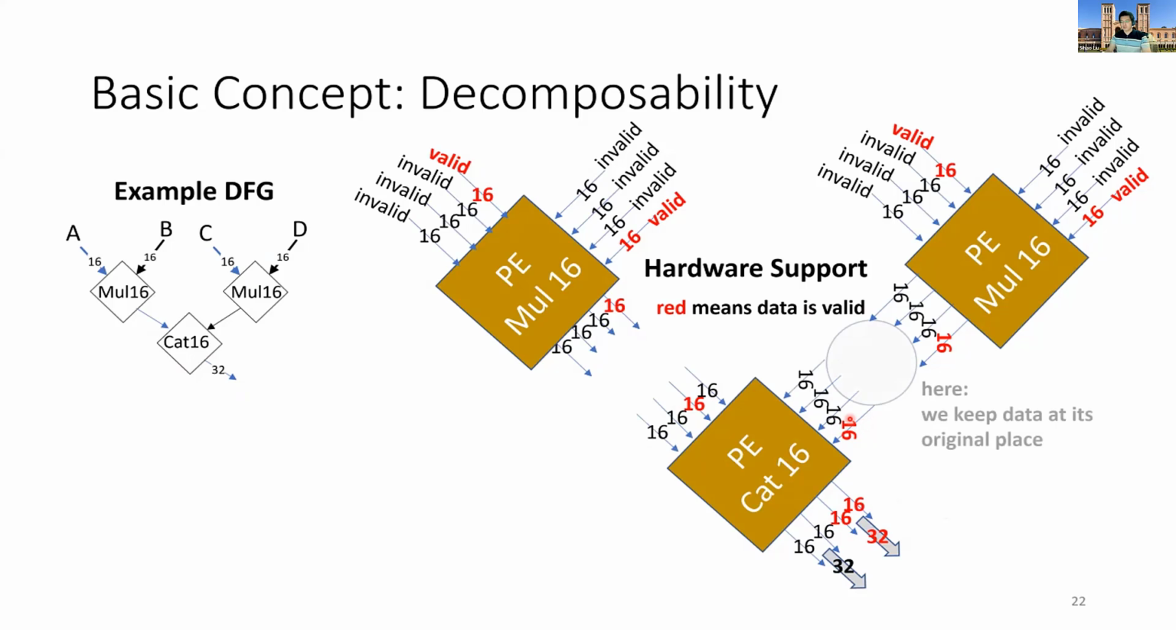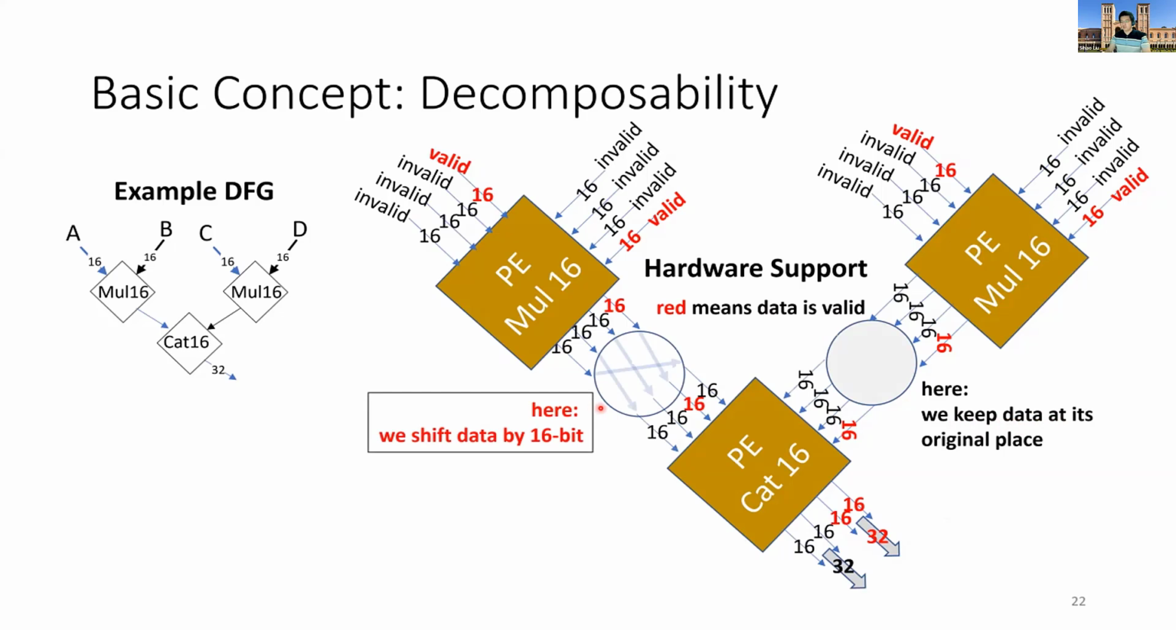And what we need to do is keep one of the input data at its original place, but shift the other input data by 16 bits, by its granularity, so that we can have the inputs in different slots. You can see that this output value is in the lowest slot, but then we also have it in the second slot. And this circle means switches. So we can support decomposability inside the switches, and this is how we do that.